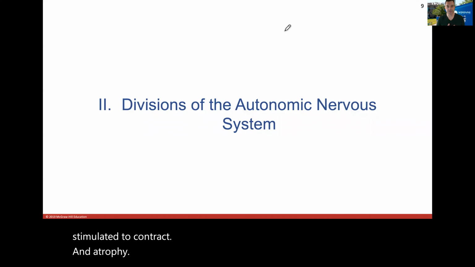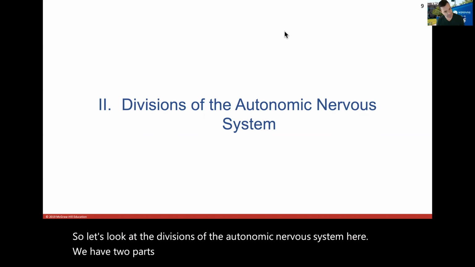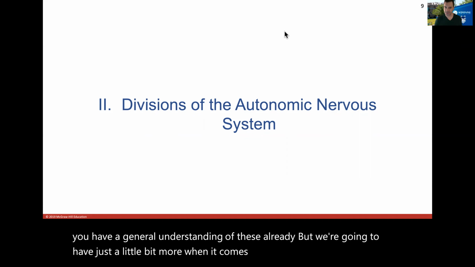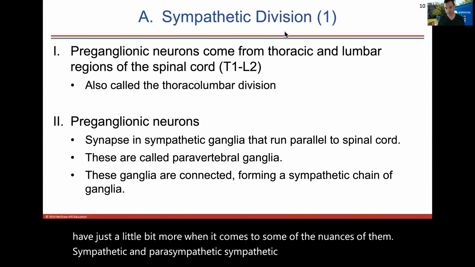So let us look at the divisions of the autonomic nervous system here. We have two parts, right? Sympathetic and the parasympathetic division. And you have a general understanding of these already, but we're going to dive just a little bit more when it comes to some of the nuances of them. Sympathetic and parasympathetic. Sympathetic, you know it, fight or flight.